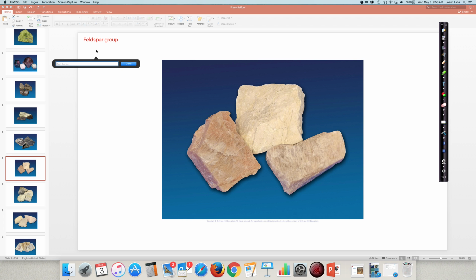The feldspar group is generally white, pink, and gray, and they range in that spectrum. They have two cleavage planes. The two cleavage planes are at 90 degrees.